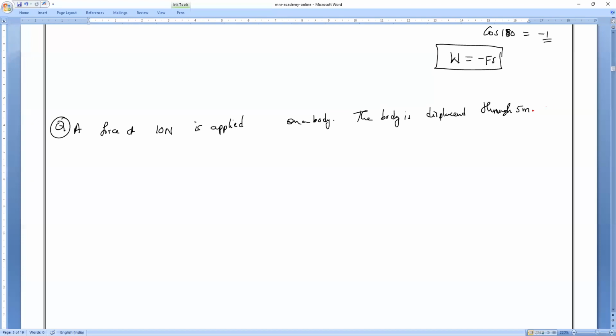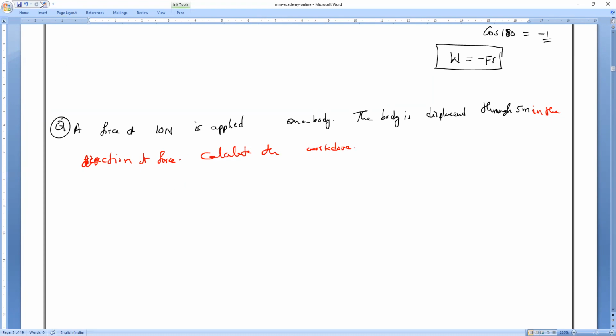So 5 meters in the direction of force. Calculate the work done.